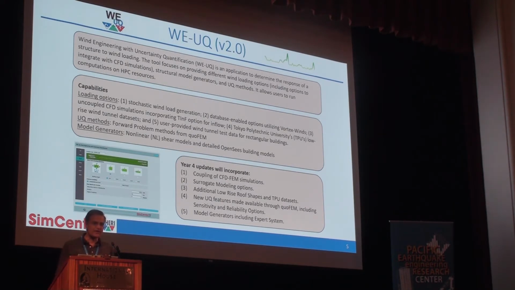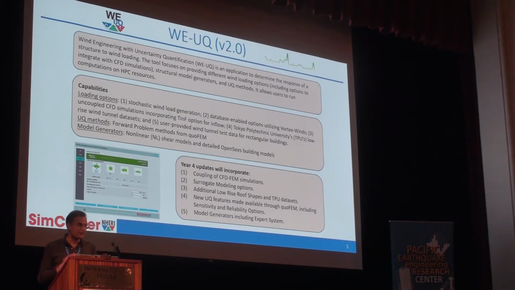The uncertainty quantification methods that are available right now are only the forward propagation methods that are in QuoFEM. And it will also do model generation for you, so you can have nonlinear shear buildings, or you can bring in your own OpenSees models for the building model here.